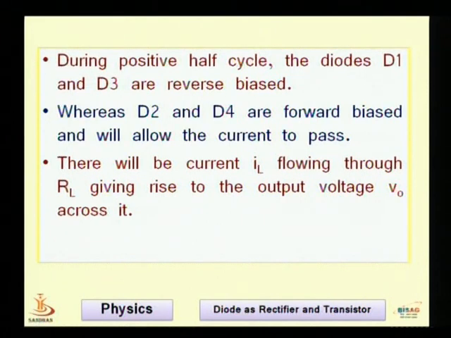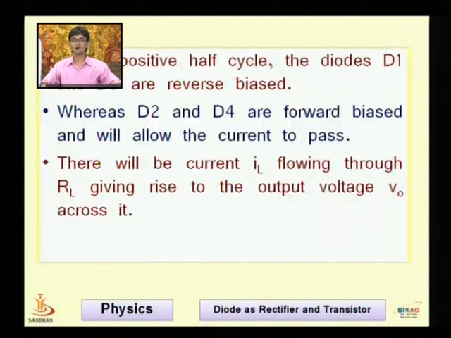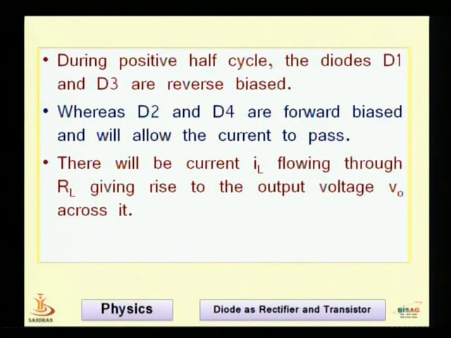So during the positive half cycle, as I told you, D1 and D3 are in reverse bias. See again in the figure, D1 and D3 are reverse biased for the positive half cycle. Now again D2 and D4 are forward biased. There will be current IL flowing through the RL, giving rise to the output voltage V0 across it.